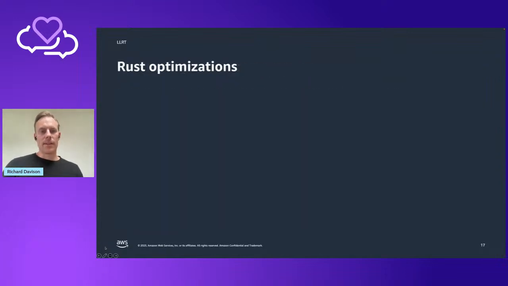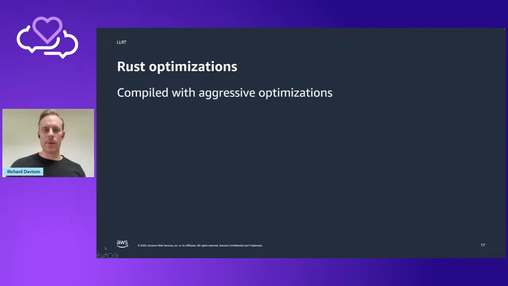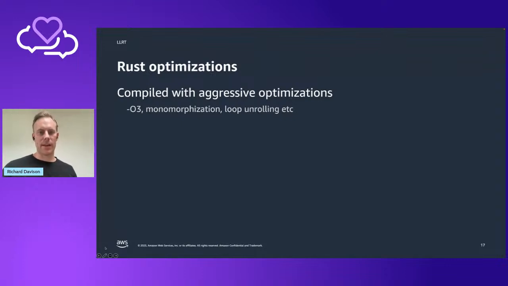Moving on to some Rust optimizations that we apply. Rust is compiled with some aggressive optimizations. So we use O3, the highest, level 3, optimizations in the Rust compiler. This means that things like monomorphization, where it converts generic code into more specific code, and loop unrolling, etc. Meaning that if you have a loop and it sees that it will be more performant not looping, then it does that.